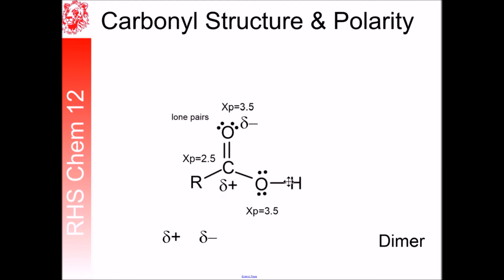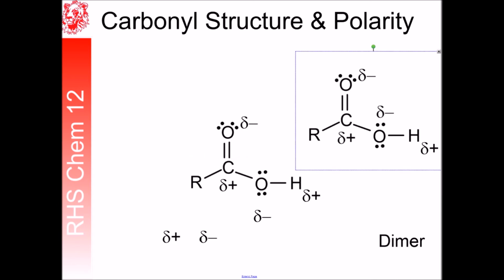We also have the OH to worry about. The electronegativity of hydrogen is 2.1, oxygen is 3.5. So the electrons spend more time around the oxygen. That leaves the hydrogen a little bit electron deficient with a partial positive, and the oxygen a little bit electron rich with a partial negative.